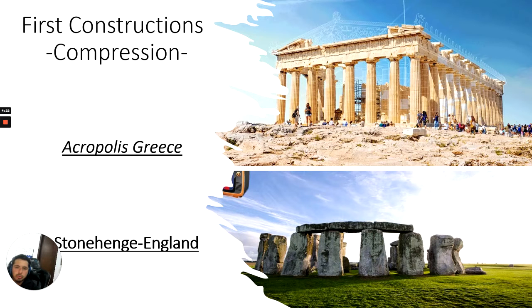Well, take into account the constructions that were made years ago. We have the Acropolis of Greece and the Stonehenge of England that are symbols of architecture that show the compression method. This method consists of big columns and big beams and fences that may support a lot of charges to solve the problem of gravity.